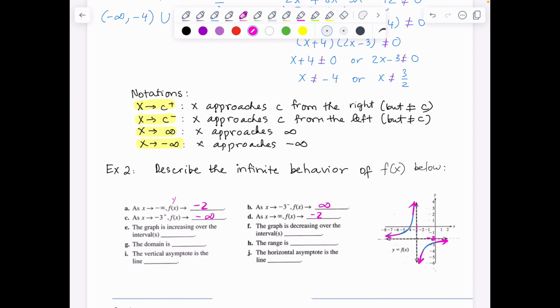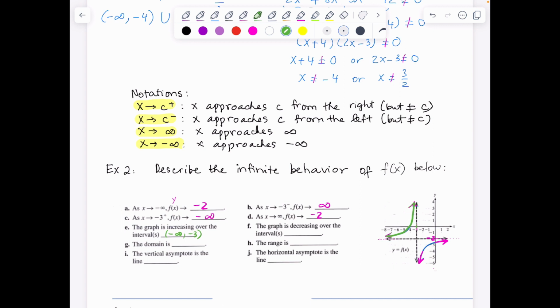Part E, the graph is increasing over what interval? So increasing means the graph must go up from left to right. So I'm going to highlight the section where the graph goes up, and that's going to be this one. Looks like it's going up from left to right. So with that interval, now we're looking at the interval for x. So it looks like moving from left to right it is going from -infinity, and then it actually doesn't go to positive infinity. It just goes to that vertical line where x is -3. So it goes from negative infinity to -3.